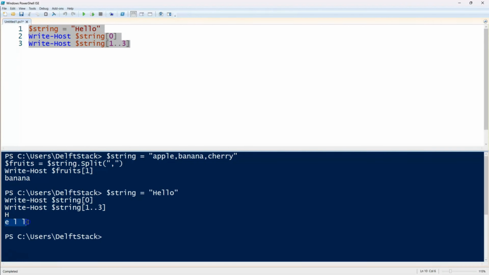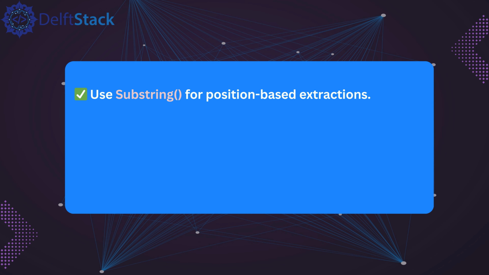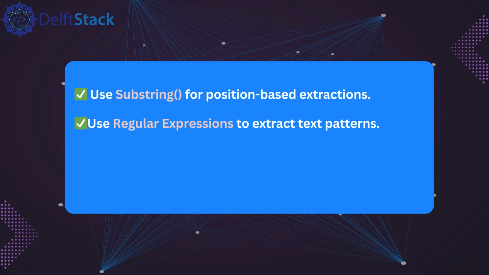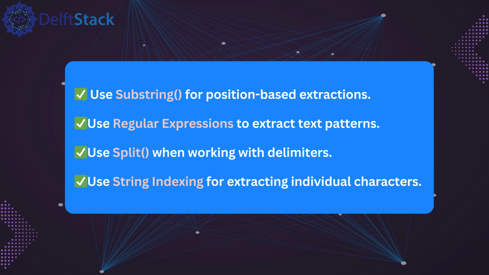So to recap, use substring when you know the exact position of the text you need. Use regular expressions for pattern-based extraction. Use split when working with delimiters. And use string indexing to extract single characters or small ranges. Each method has its own advantages depending on your use case.